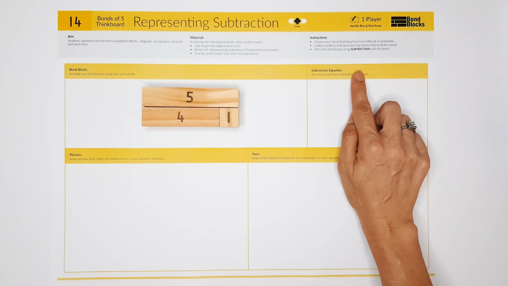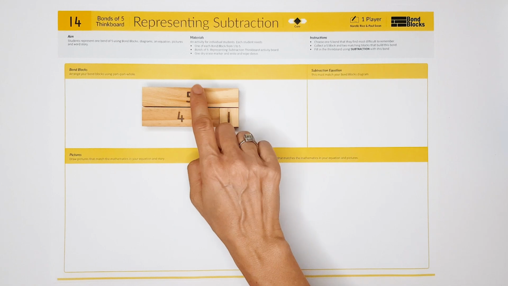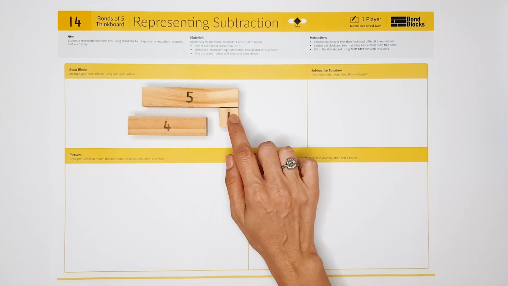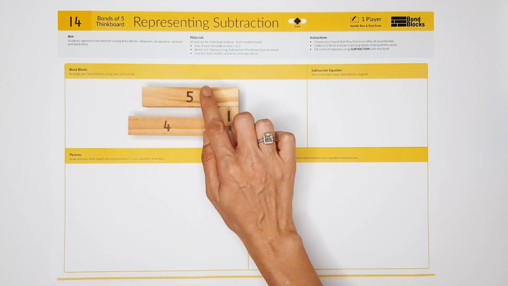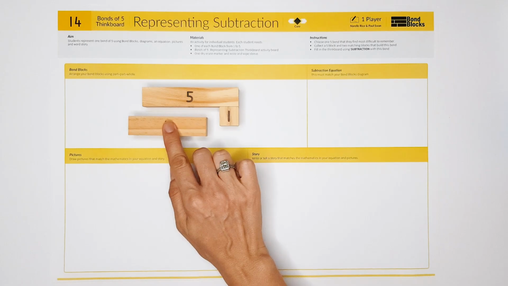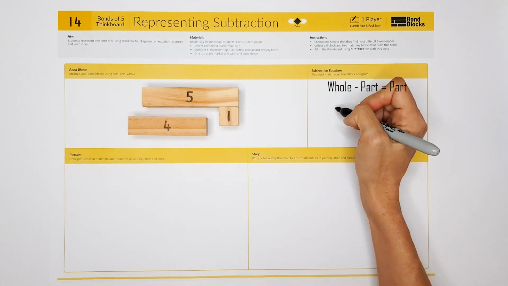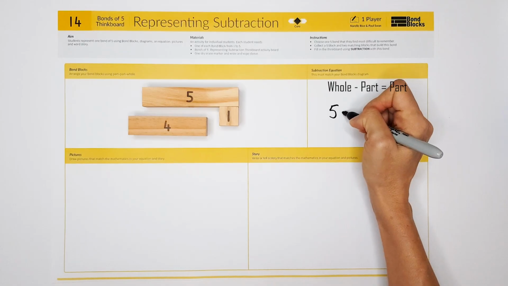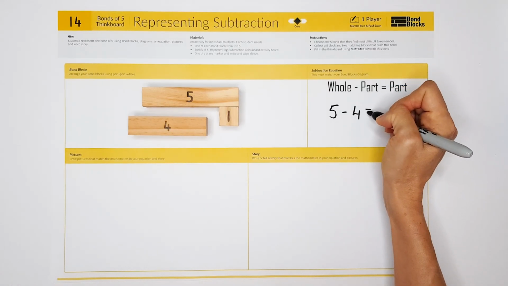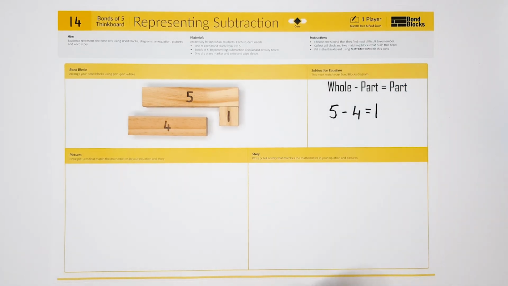When we come to the subtraction equation, we need to remember to say whole subtract part equals part. 5 subtract 4 equals 1. 5 subtract 4 equals 1.